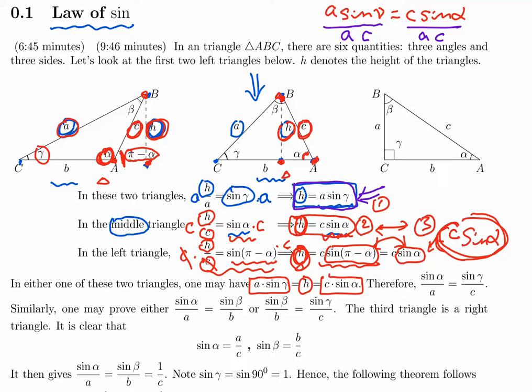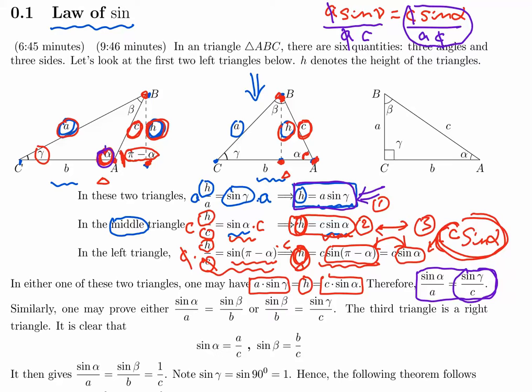And then if you cancel this C with this C, this A with this A, what you get will be this one right here. That will be sine alpha over A equals sine gamma over C right here. This tells us, sine alpha over A in this left triangle, the first left triangle, alpha is the one right here.